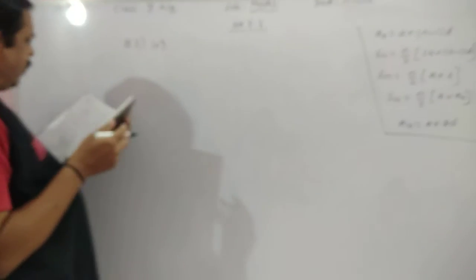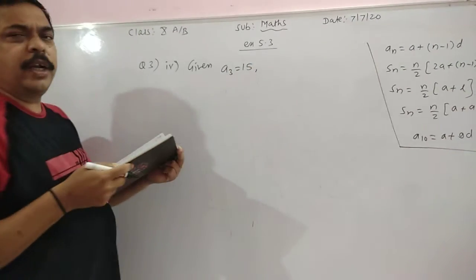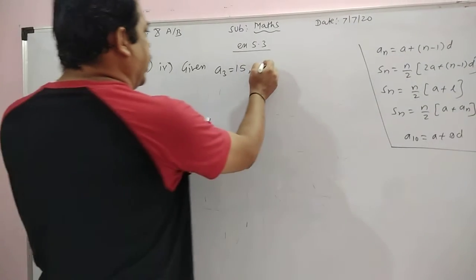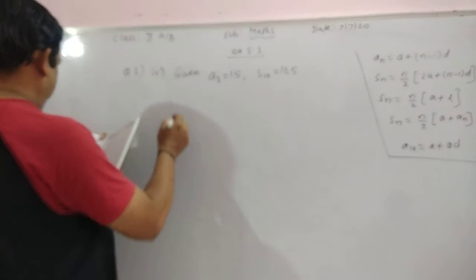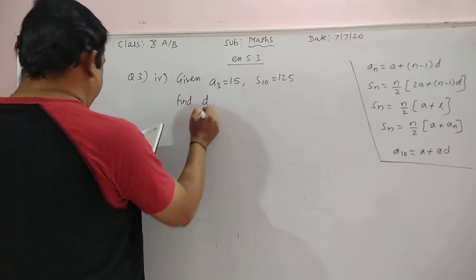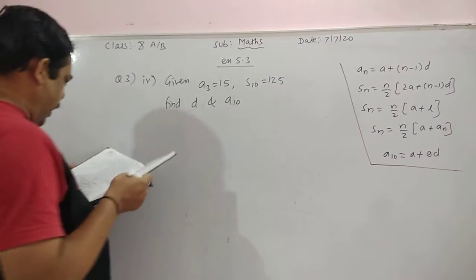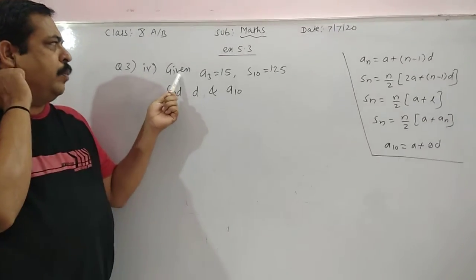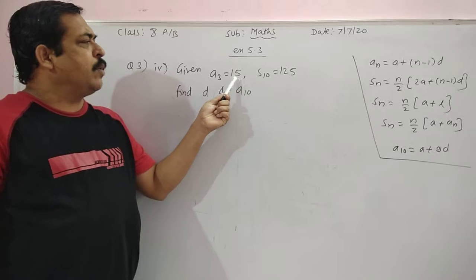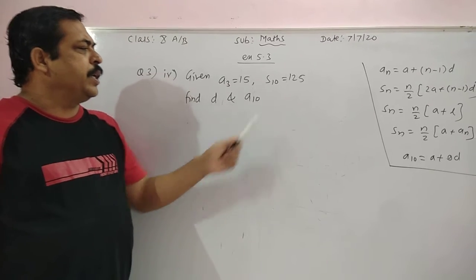Question number 4. What is given? In this problem, A3 is equal to 15. The third term of that AP is given. S10 is equal to 125. Find d and A10. Find d and A10. Little bit lengthy problem. Given A3, the third term of that AP, S10 is equal to 125. d and A10 we have to calculate.